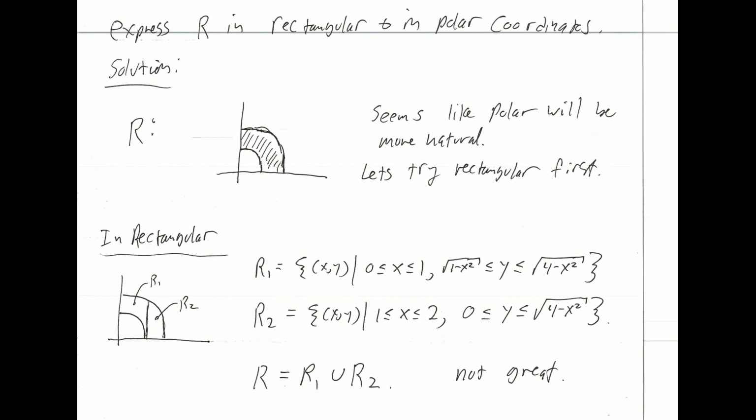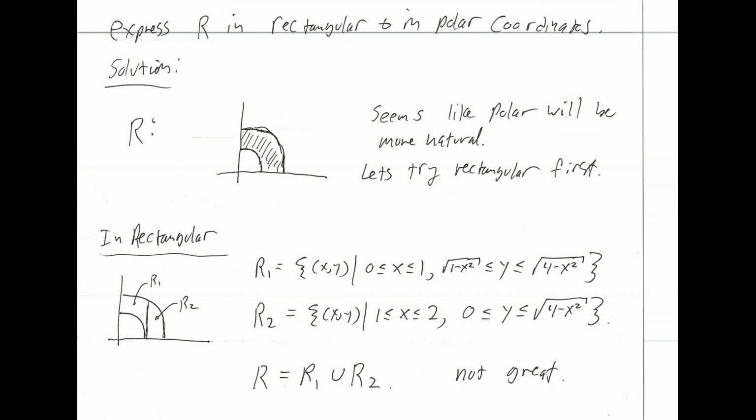So I draw the region first. I draw the northeast quarter of the circle of radius 1 and the northeast quarter of the circle of radius 2 centered at the origin, and I shade the region in between those curves in the first quadrant. It does seem like polar is going to be the more natural way to express this region. Just looking at it, it has what is essentially a circular shape to it, and polar is generally going to be preferable to describe regions of that type. But we've been told to try rectangular and polar, and we'll go ahead and try rectangular first.